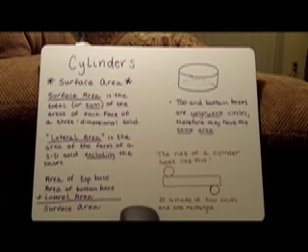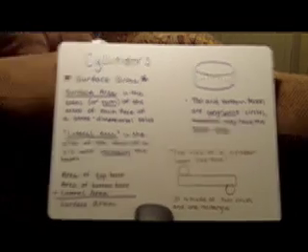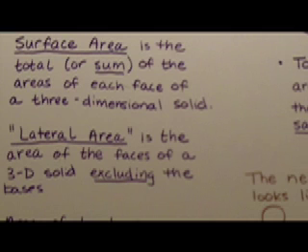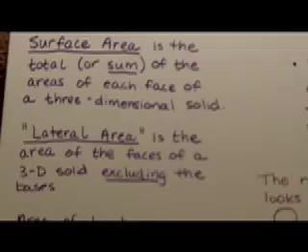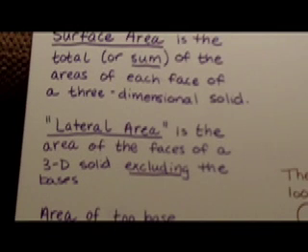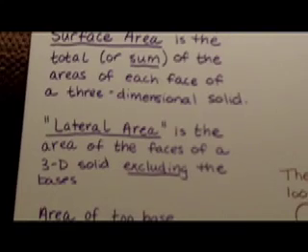Now let's discuss the surface area of cylinders. Keep in mind that when I say surface area, I mean the total or sum of the areas of each face of the three-dimensional solid. So in our Campbell soup example, it's going to be the area of the top base, the bottom base, and the label. When I talk about lateral area, I'm just referring to the area of the faces of the three-dimensional solid excluding the bases. So in our Campbell soup example, this is just the label of the soup, not the top and bottom of the can.